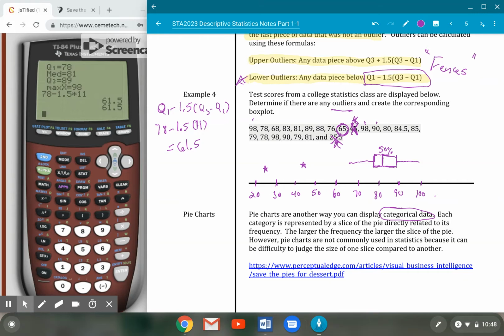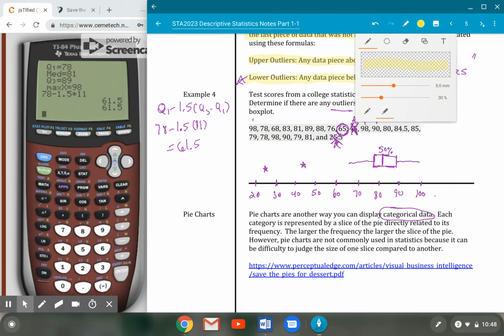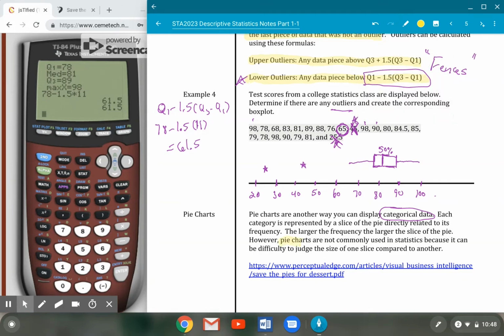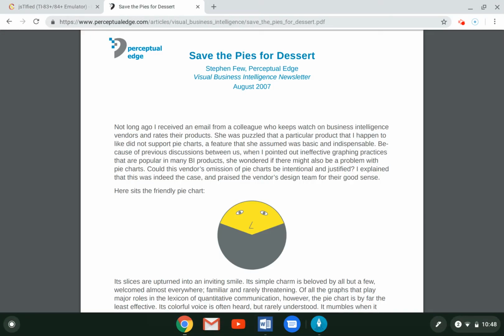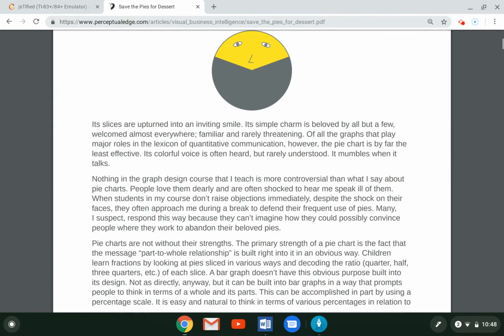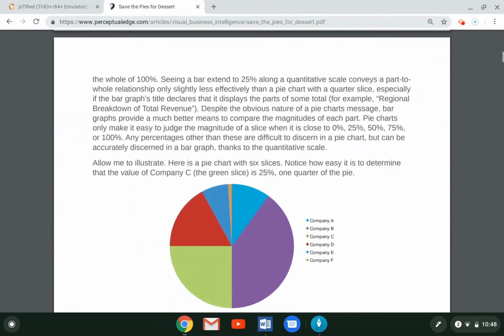A larger frequency or a larger relative frequency, a larger percentage, means you have a larger slice of the pie. You need to note, however, that pie charts are not commonly used in statistics because it can be difficult to judge one slice against another. And I've got this article linked here that we'll look at in my web browser. So if we look at this article, just some reasons why we typically don't use pie charts.